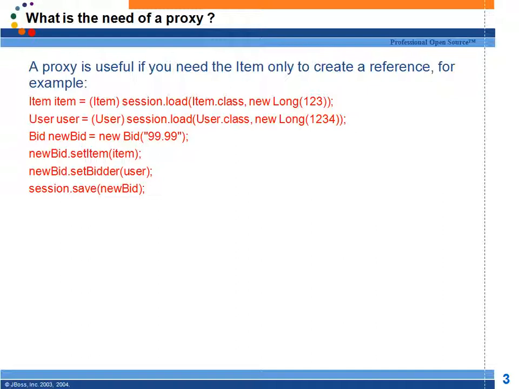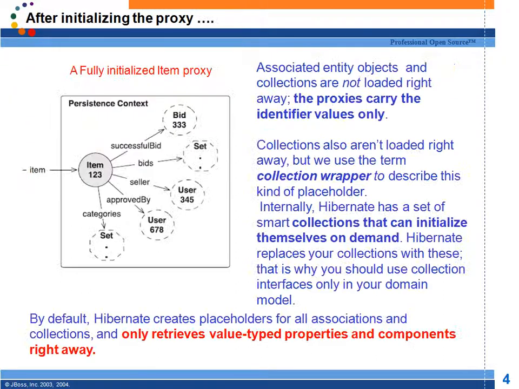Now in this case, what is required? Only the primary key will be sufficient. If I want to set a relationship, only the primary key is sufficient. I did not load the whole item object and user object. So whenever you want an object for setting a relationship, you can better use load instead of get. Proxies will be useful.